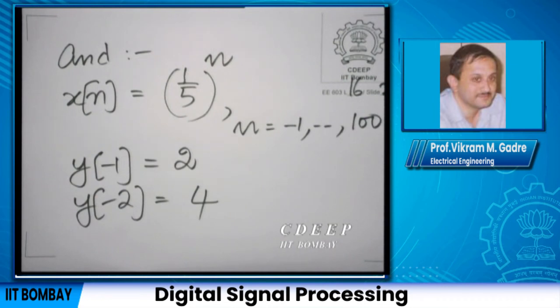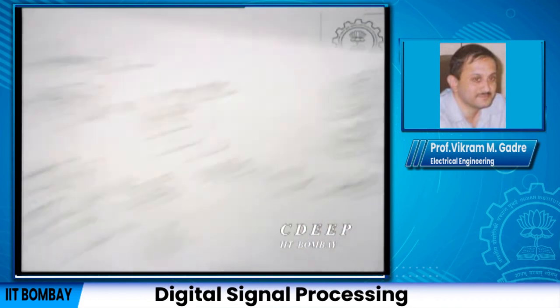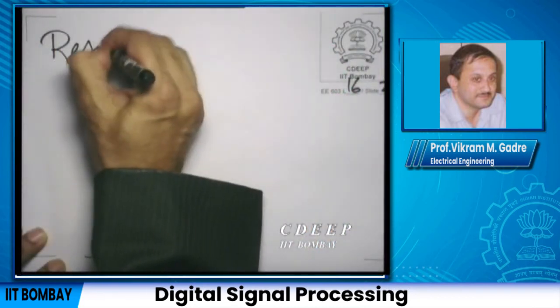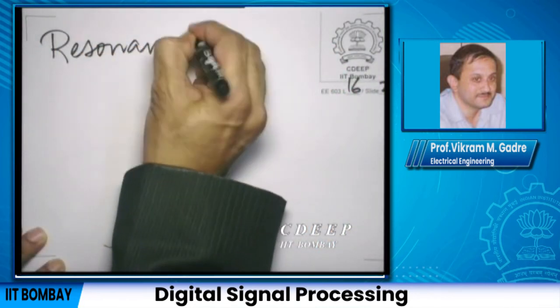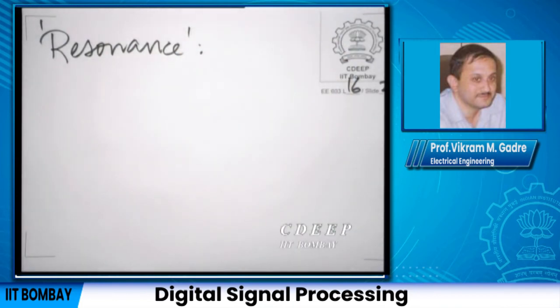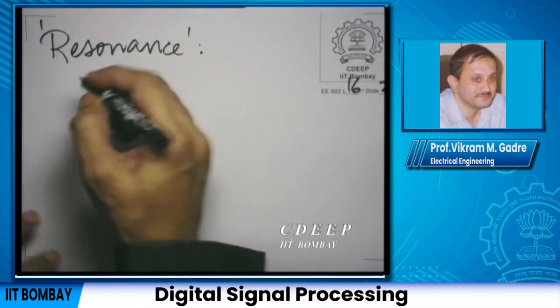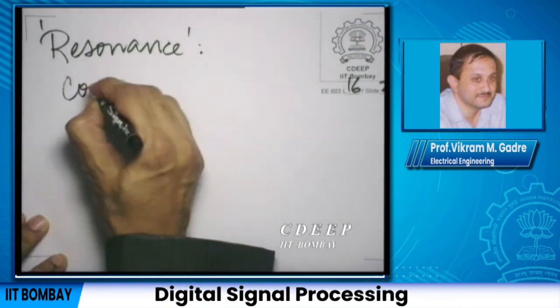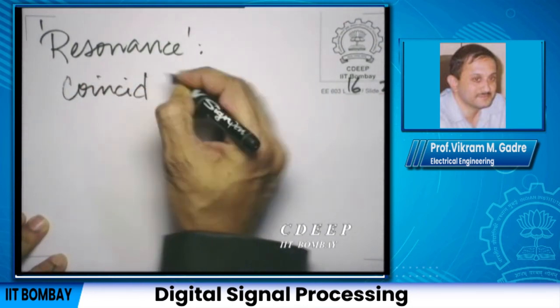Now, one remark about resonance. We briefly alluded to resonance in the previous lecture. We said resonance occurs when there is a coincidence between system and input poles.